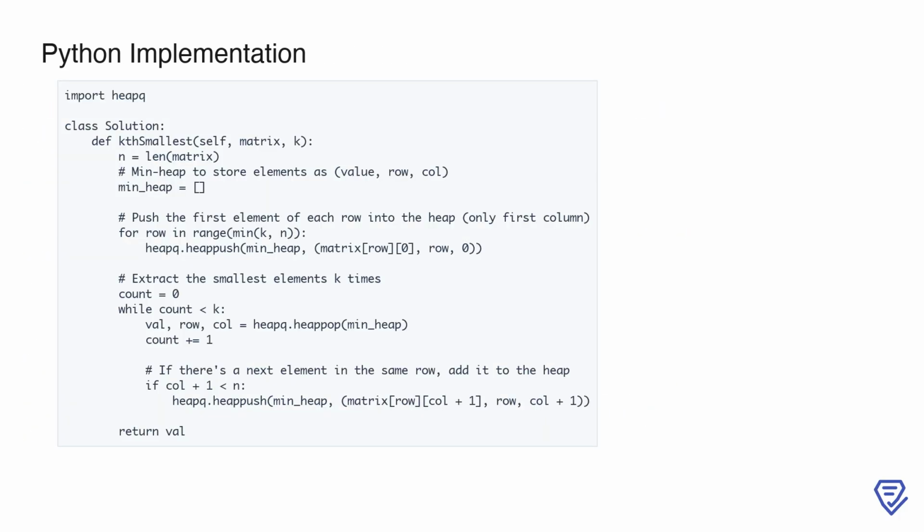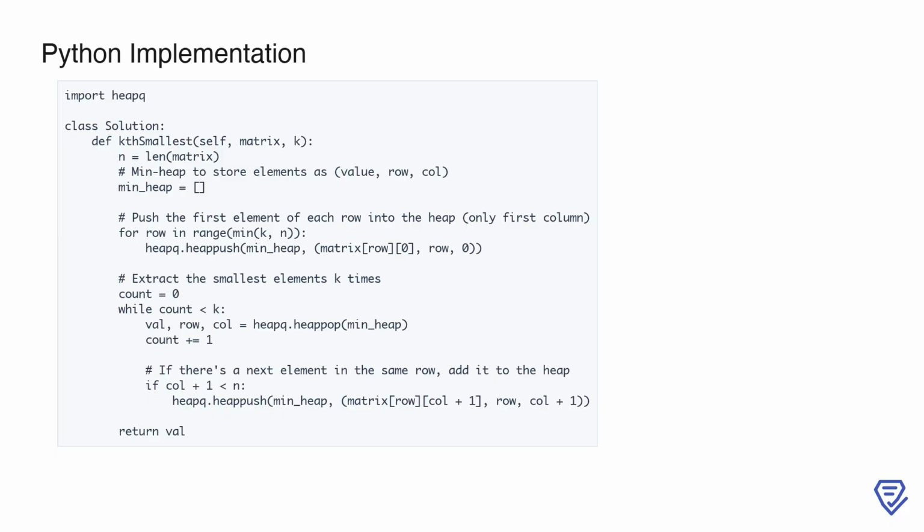This is a Python implementation for LeetCode problem number 378, kth smallest element in a sorted matrix, using a min-heap approach. Here's a detailed explanation. 1. Imports and class definition. We import the heap module for heap operations and define the Solution class containing the kthSmallest method. 2. Input parameters. The method takes matrix, the 2D list where rows and columns are sorted in ascending order, and k, the position of the smallest element we need to find.